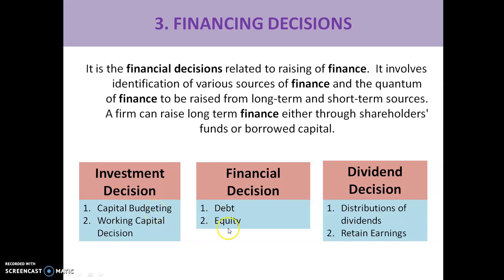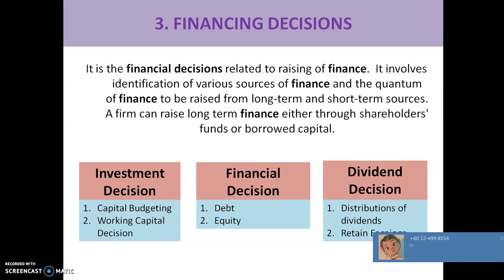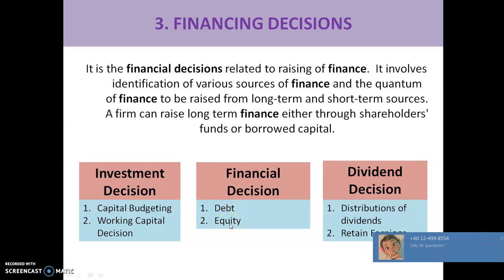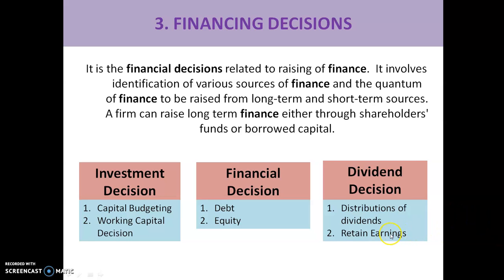Okay. Financing decision is concerned with the financial mix and capital structure, which is the mix of debt and also equity. And the dividend decision. Dividend decisions relate to the distribution of profits earned by the organization. The major alternatives are whether to retain the earnings or profit, or to distribute it to the shareholders.